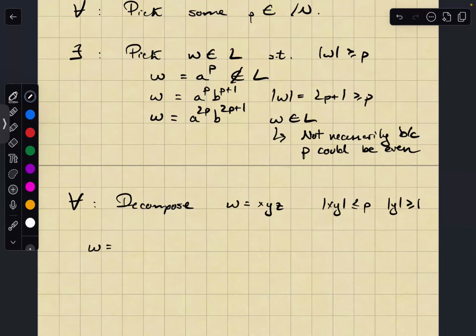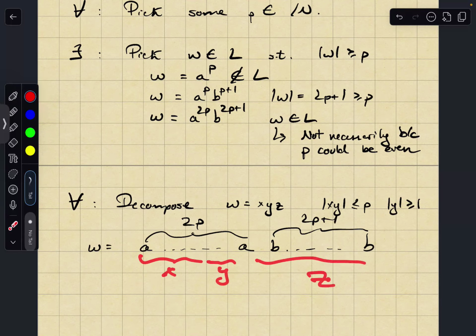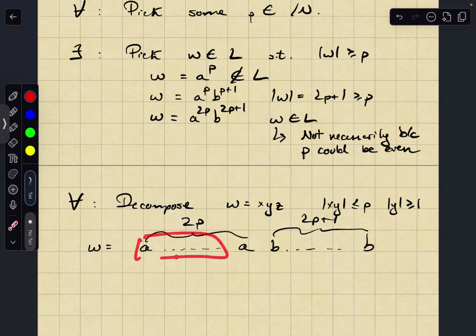Why is this quite helpful to know? Because if W is A power 2P, so I have 2P A's, and then I have 2P plus 1 B's, right? And I know that this string is getting decomposed as X, Y, Z, right? Then actually, because of the way that I picked the A's, because I picked the A's such that there were at least P A's, then what this tells me is that the XY has to be within the first P A's, right? And so that's kind of useful information.